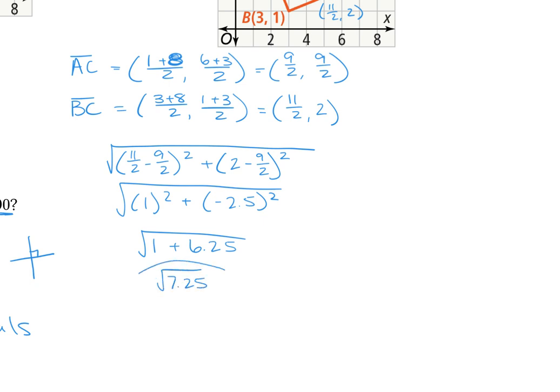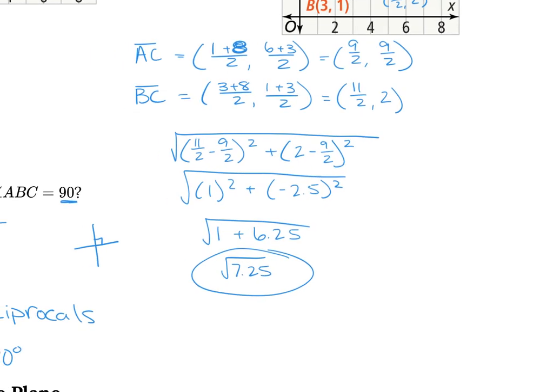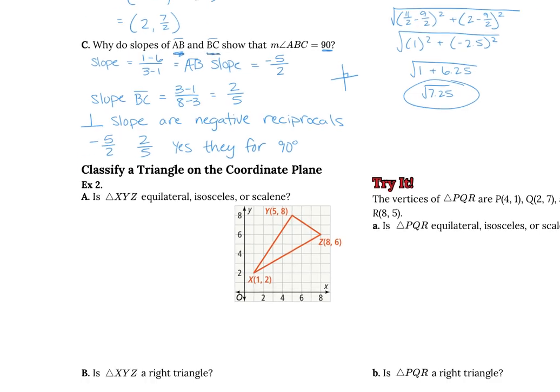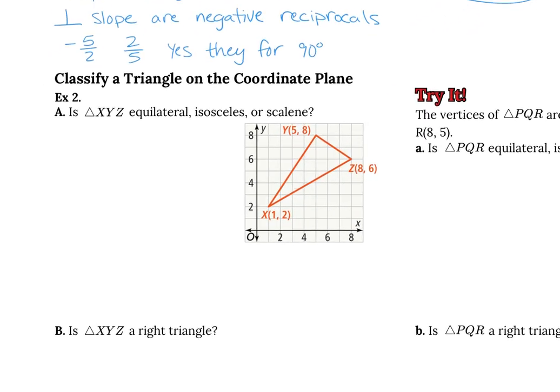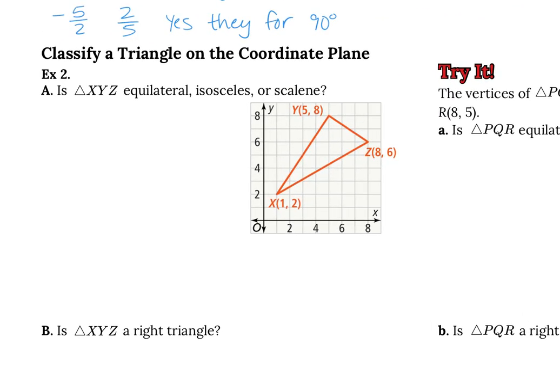And I'll end up with the square root of 7.25. And that is the distance between those 2 midpoints. All right, let's look at example 2. Is triangle XYZ equilateral, isosceles, or scalene? And we need to check these to see what it is.